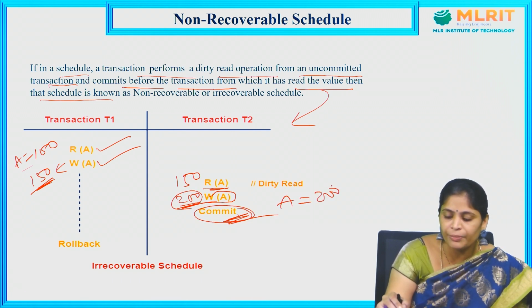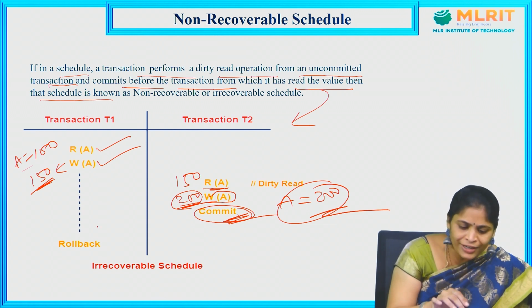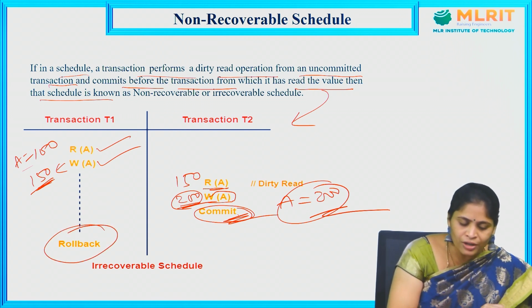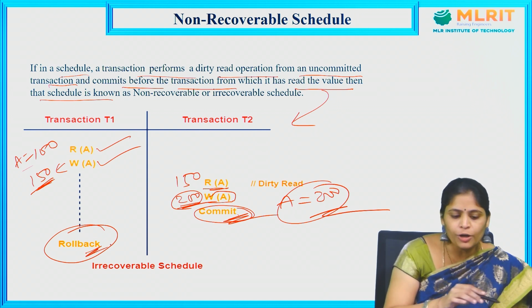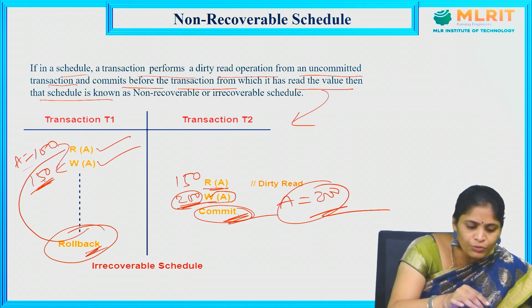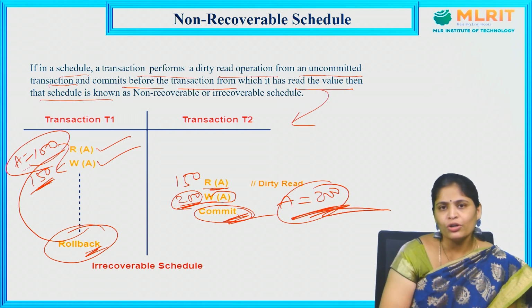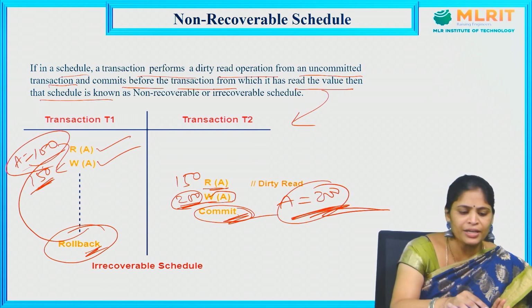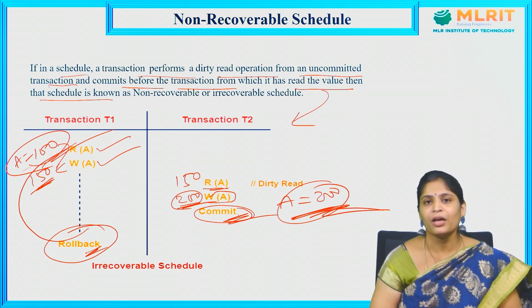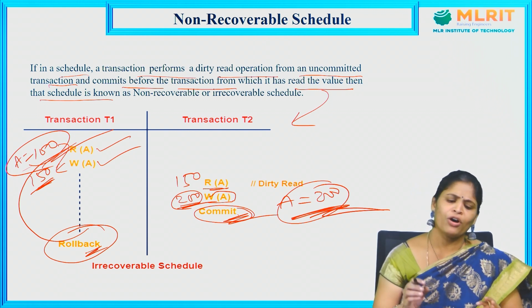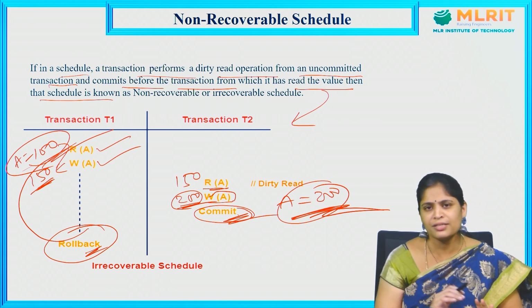Now it will commit as A is equal to 200. Later on, a rollback operation has been done. Rollback means the value will be updated to 100. So here A is equal to 200, which is already committed, and here A is equal to 100, which leads to inconsistent data, which is not correct. So by allowing dirty reads, the database may end up in an inconsistent state.